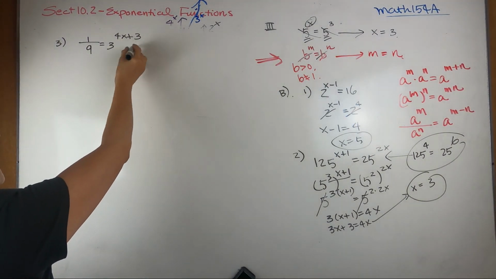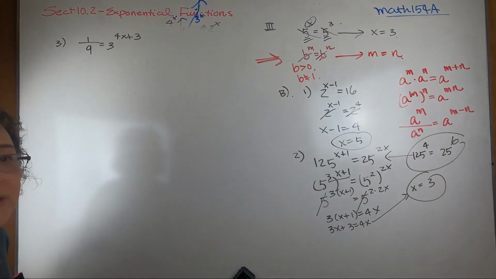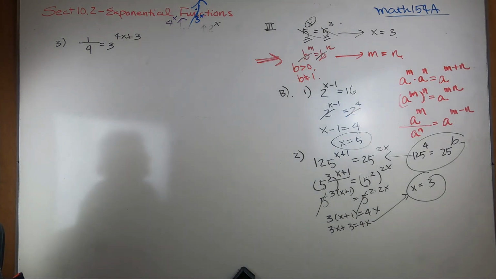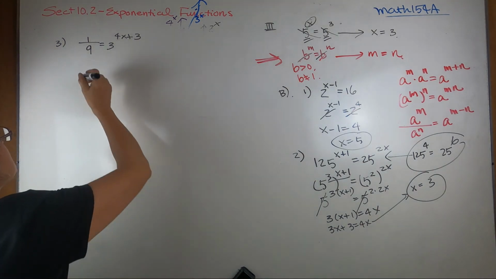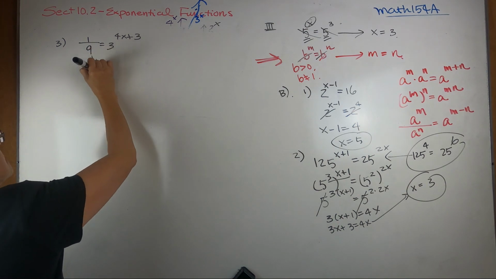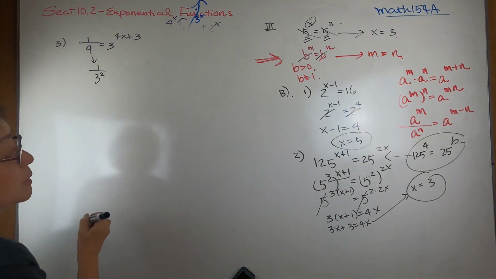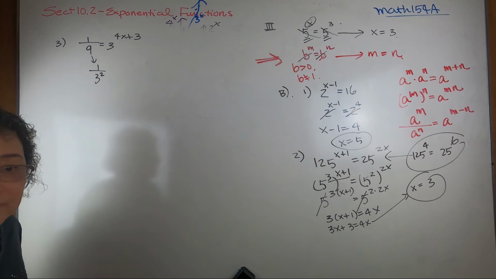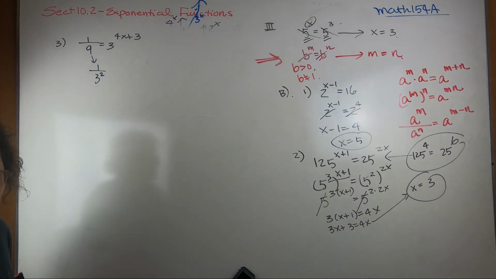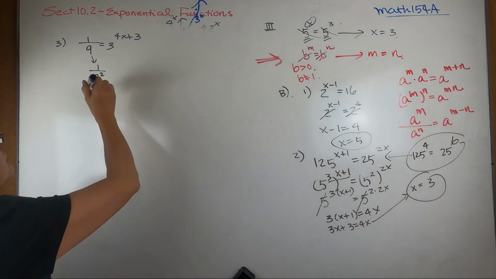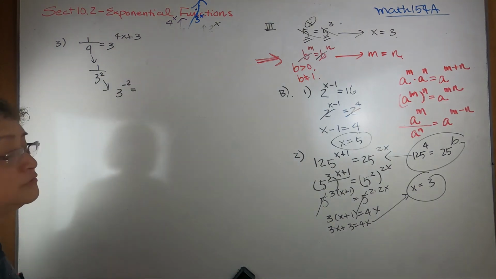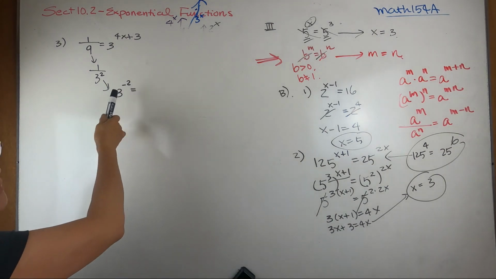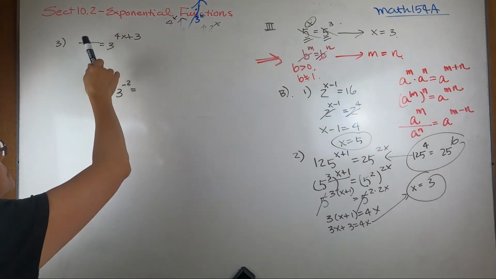So for 1/9 and this, what do you think? Which base should you use to make them the same? For 1/9, you have 3 there, right? So this is what? 3 squared. But you don't want to use a fraction as your base. It gets complicated. So you can change this to what? 3 to the -2 power. Can you do that? 3 to the -2 is 1/9.